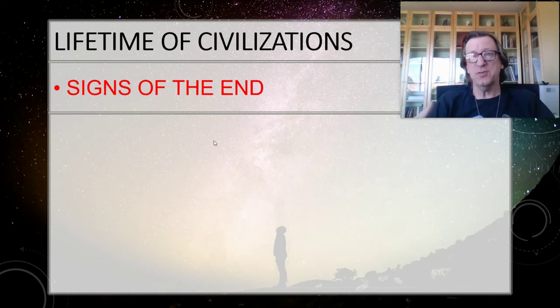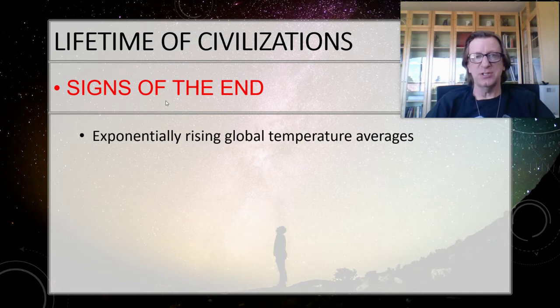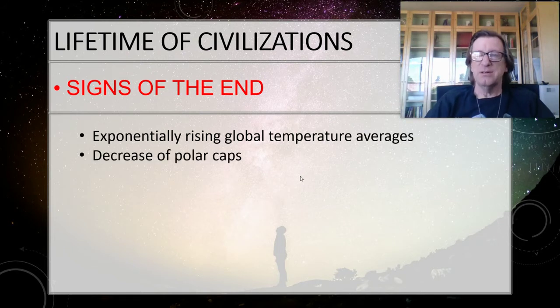So things to look for that indicate that we are nearing the end stage of climate change and the end of our civilization. So we should have exponentially rising global temperature averages. Well, check. Decrease in the size of polar caps. Check. Rising sea levels. Check.